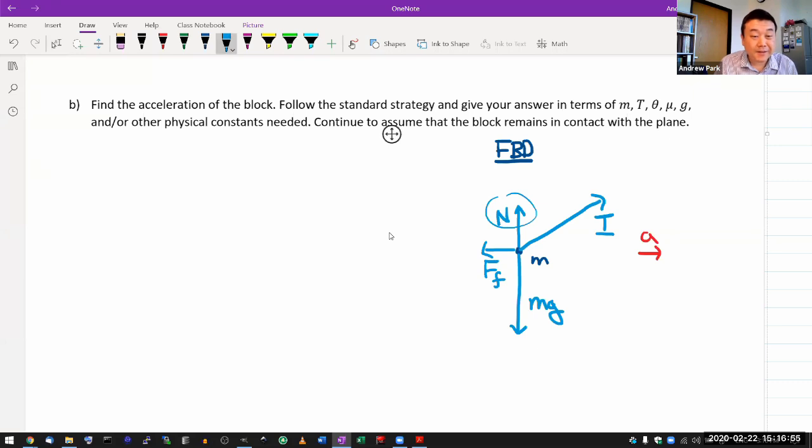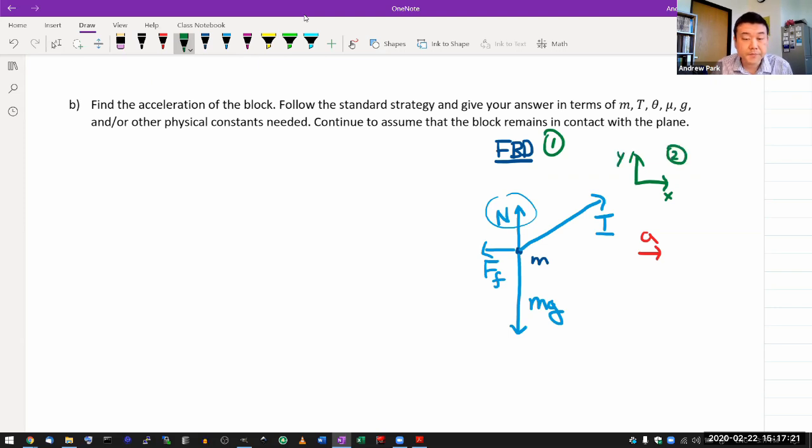It says, find the acceleration of the block, follow the standard strategy, and give your answer in terms of all that. So I've already done the first step in the standard strategy, actually. I drew a free body diagram, so that's my step number 1. Step number 2 is defining my coordinate axis. My acceleration is horizontal, so that seems like a reasonable coordinate axis.